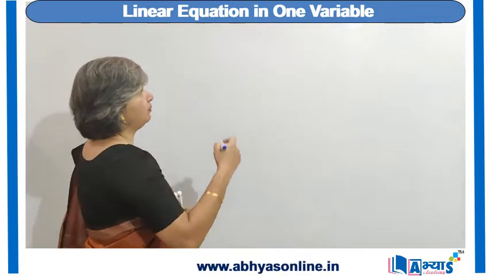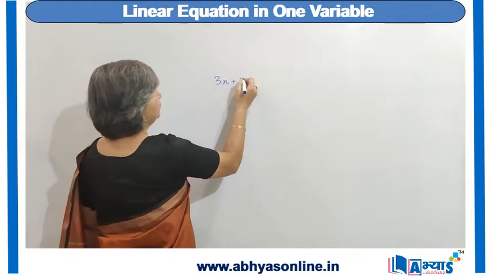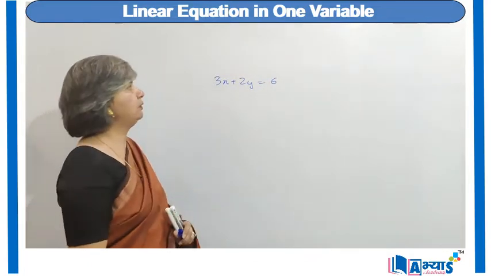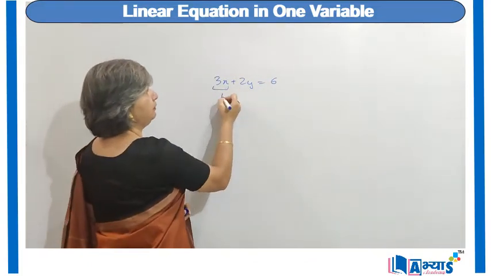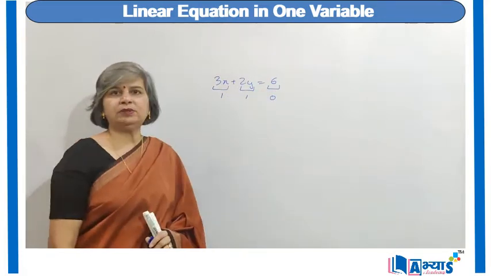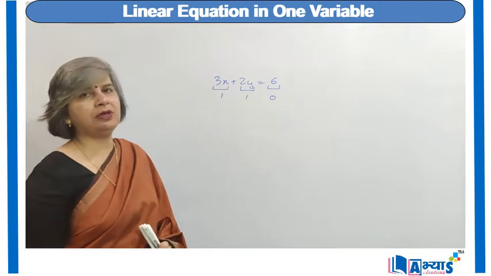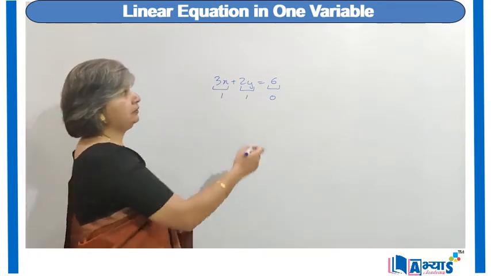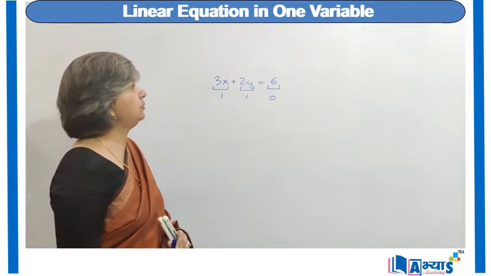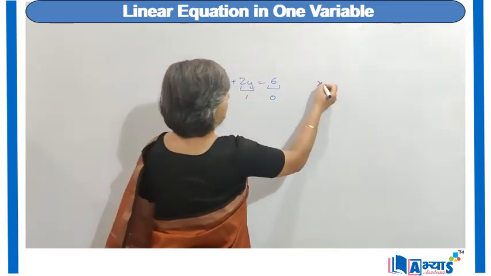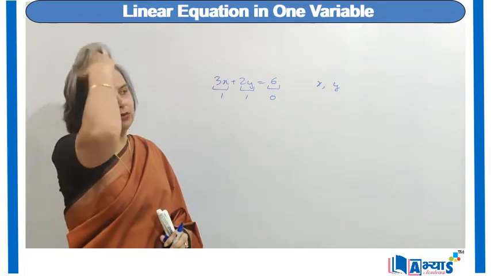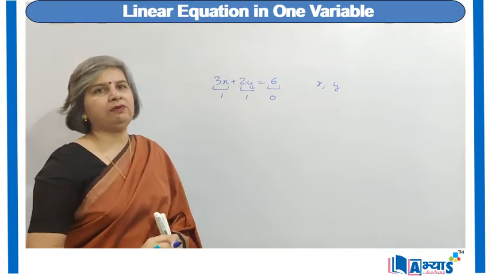For example, if I write 3x plus 2y is equal to 6. Now this equation is a linear equation because this term is of degree 1, this term is of degree 1, this term is of degree 0. That means all the terms are of degree 1 or less than 1, and we have an equal to sign, so it is an equation. Now it is a linear equation, but it has two unknowns, that is x and y. So it is a linear equation in two variables, but not a linear equation in one variable.